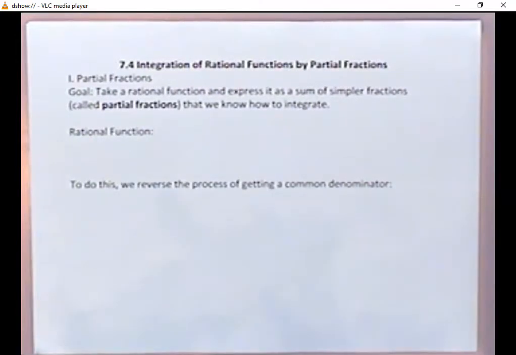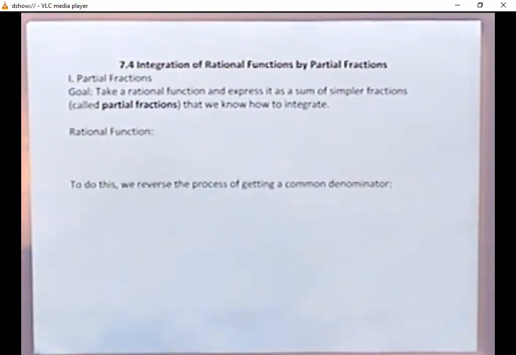So we're going to spend today and tomorrow on this, look at how we integrate rational functions by this method we call partial fractions. So kind of switching gears a little bit. You shouldn't have to use too many trig functions in this one if you're tired of those. So we're going to go back and work with some rational functions instead.